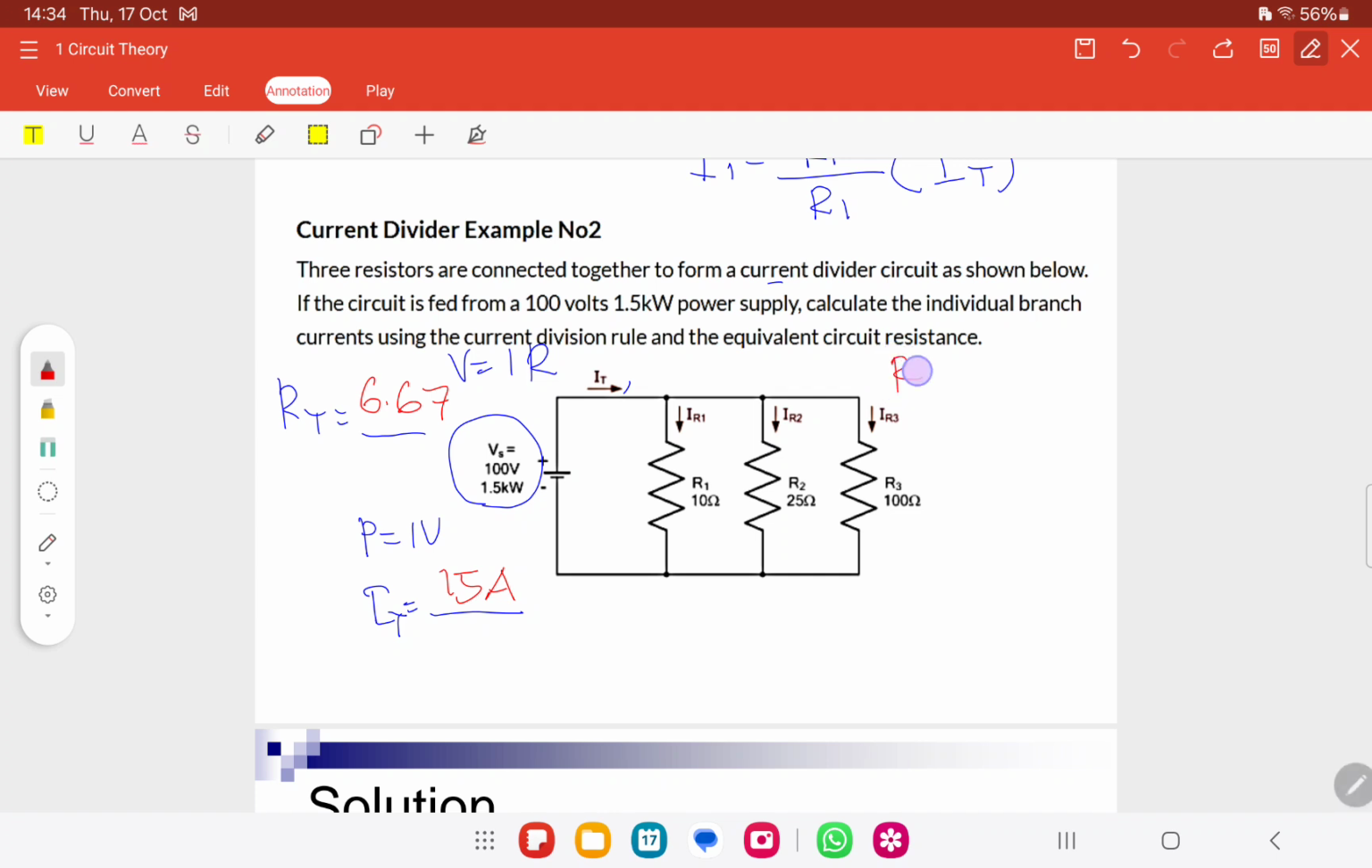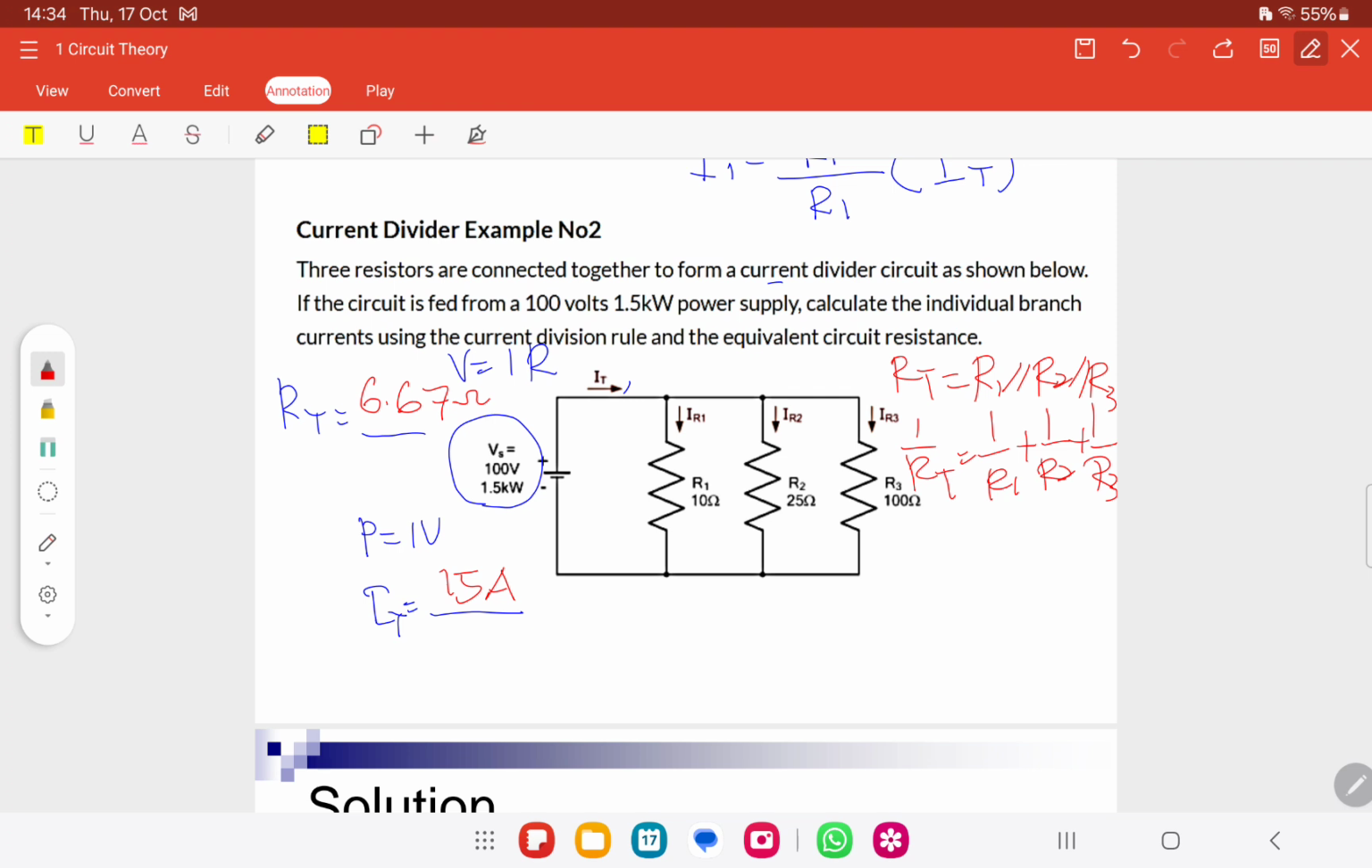Okay, R total. Ini parallel ke series? So, R1 parallel R2 parallel R3. 1 over R total equals to 1 over R1 plus 1 over R2 plus 1 over R3. Okay, dapat 6.67 ohm.